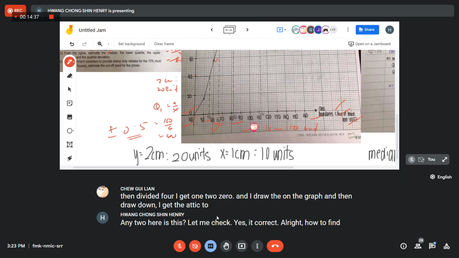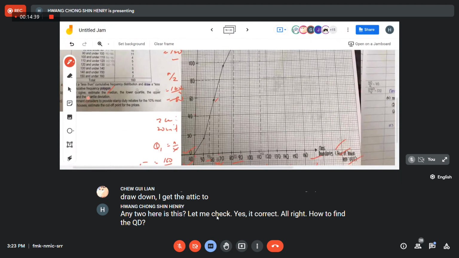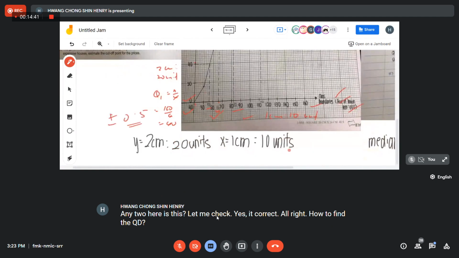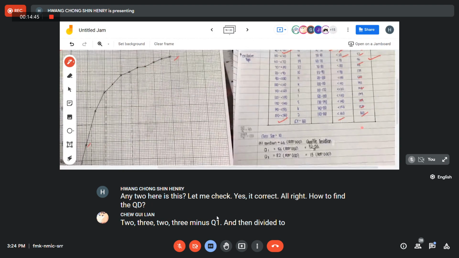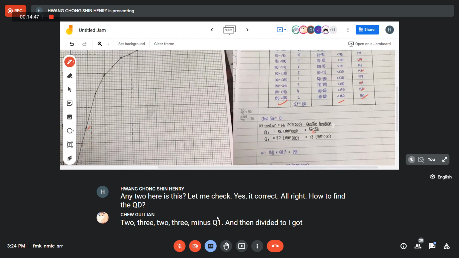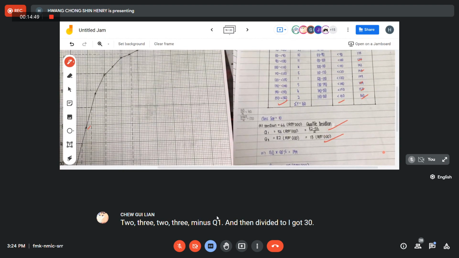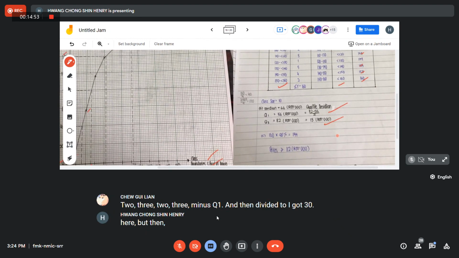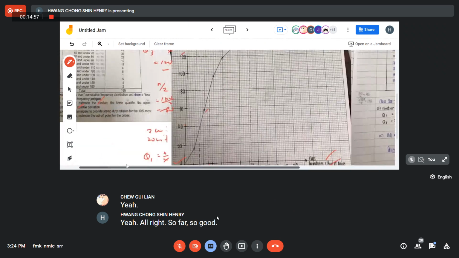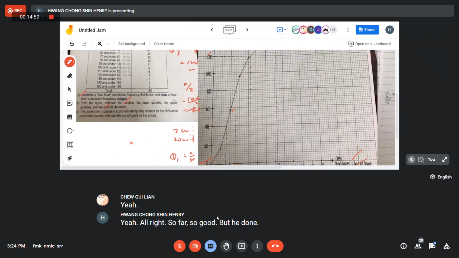All right. How to find the QD? Q3 minus Q1 and then divided by 2. I got 13. So far, so good. Part B done. Part C.